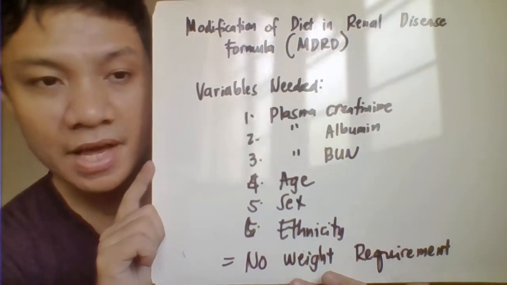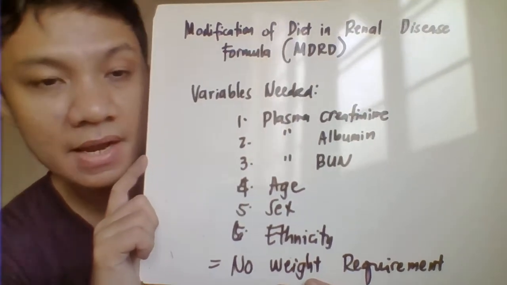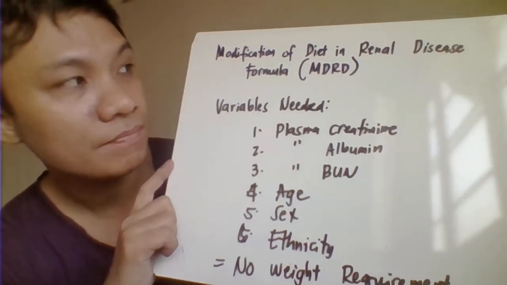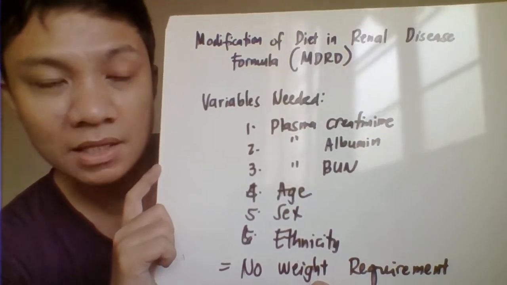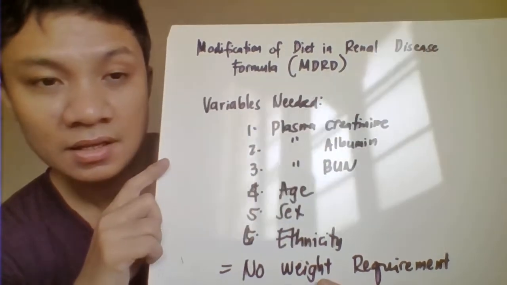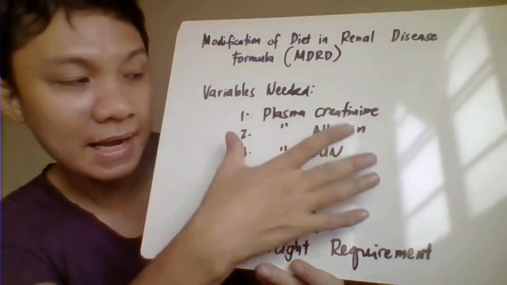Okay, then we have also another way of calculating GFR. We have here, for creatinine clearance, the modification of diet in renal disease formula. So this one, medyo mahabang formula niya, but that one could be applicable here in the computer application. So parang i-input mo lang lahat ng mga kailangan.